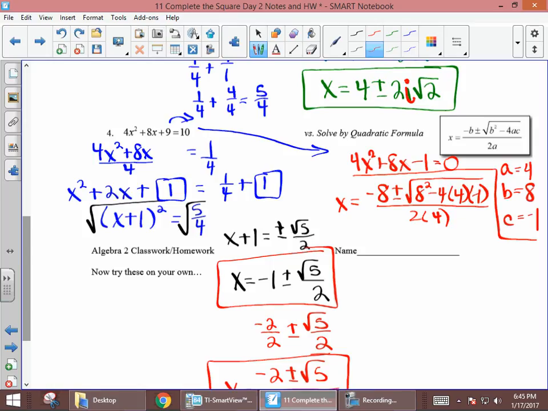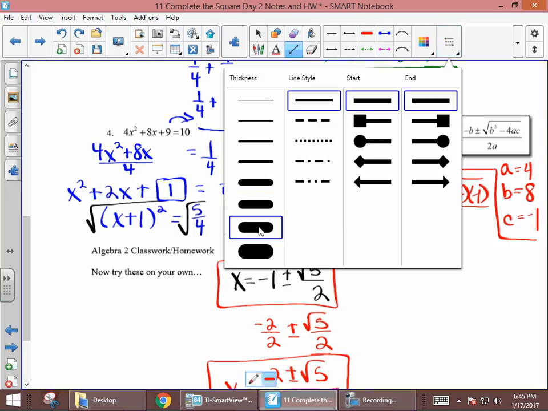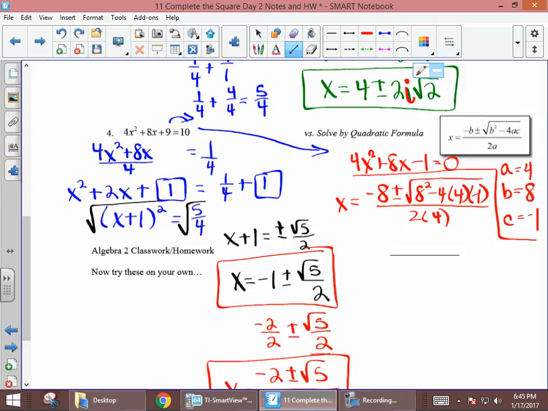Not real sure what happened down here, why this is written on here. So let's get rid of it. It gives me more room to work with. Get rid of that and that as well. All right.